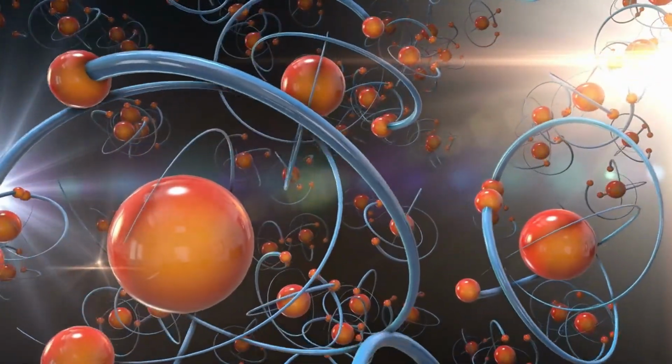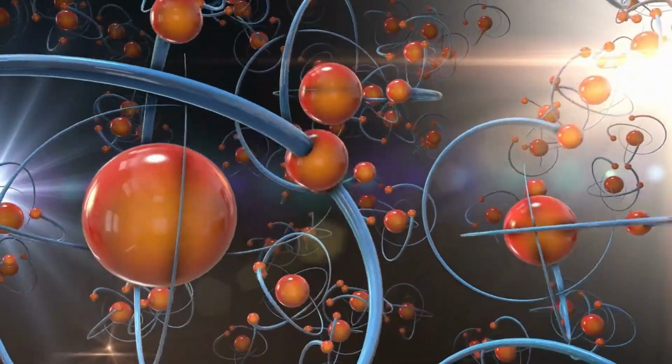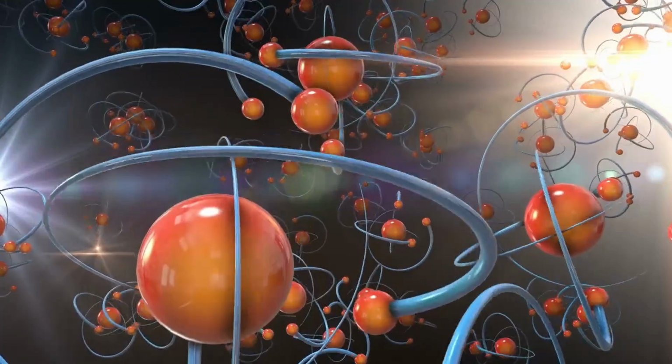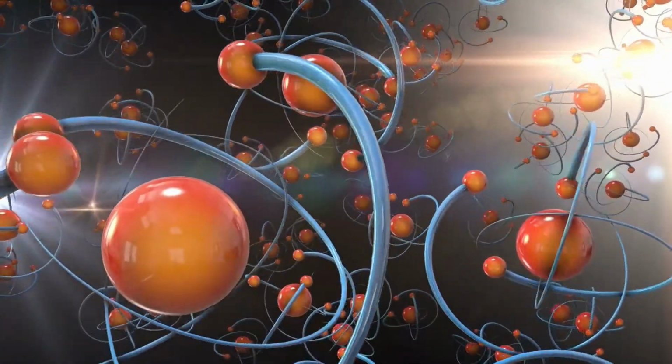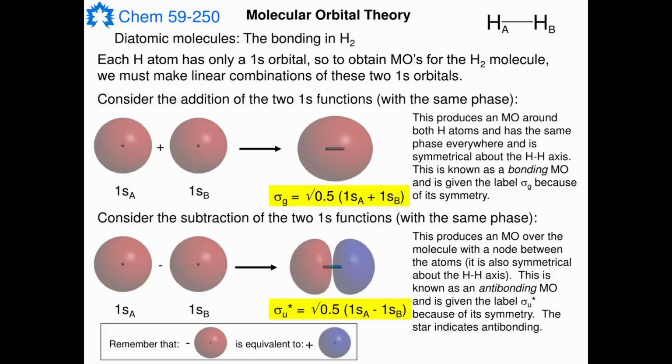A molecule's magnetism depends on whether it has unpaired electrons in molecular orbitals. If all molecular orbitals are doubly occupied, it is diamagnetic, meaning it repels a magnetic field. If molecular orbitals have unpaired electrons, the molecule is paramagnetic, which means it is attracted to a magnetic field.